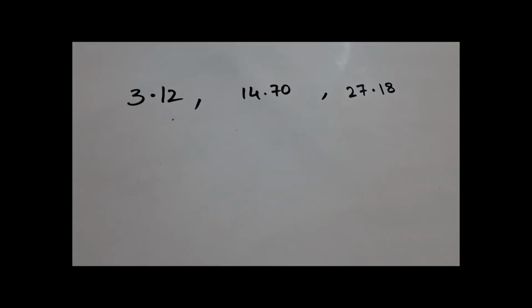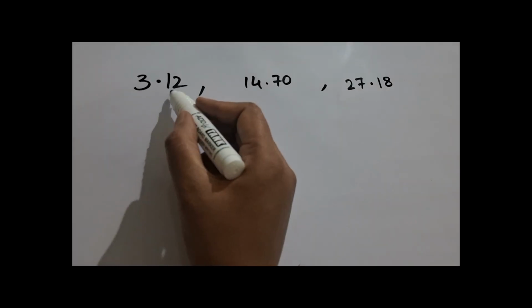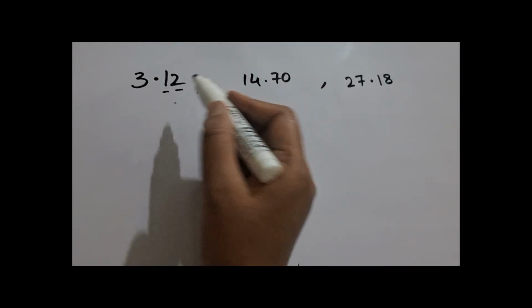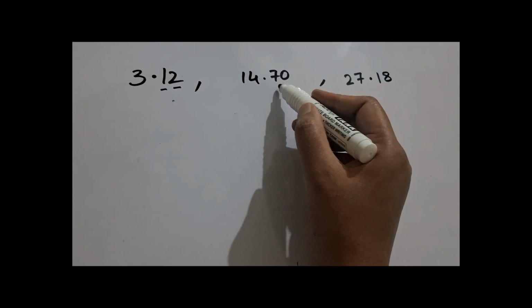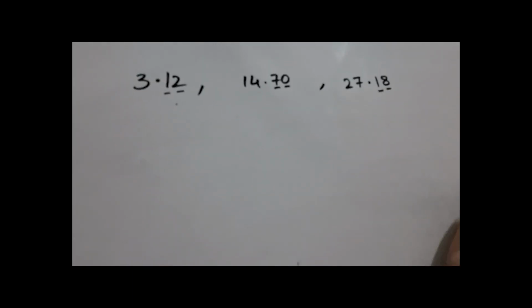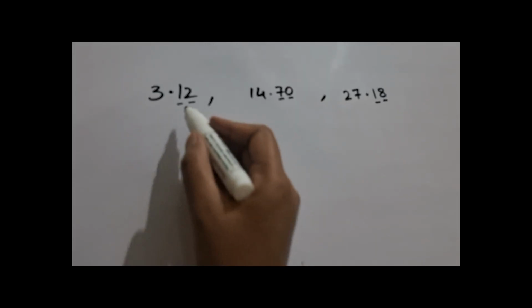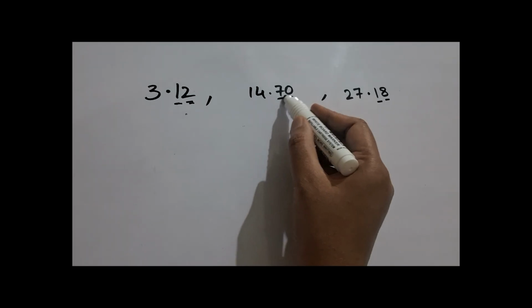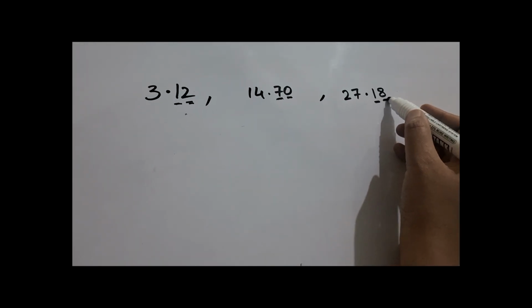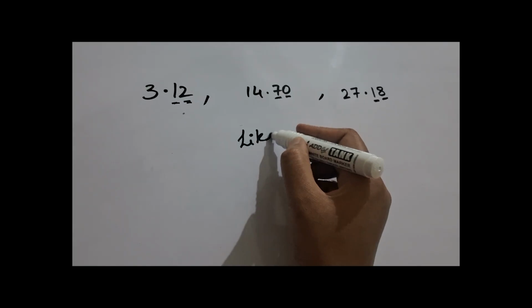Children, here 3 decimal numbers are given. In this one, you can observe that each decimal number is having 2 decimal places. Here also 2 decimal places. Here also 2 decimal places. Isn't it? When any 2 or more decimal numbers having same number of decimal places, that type of decimal numbers are called as like decimals. Okay, children?